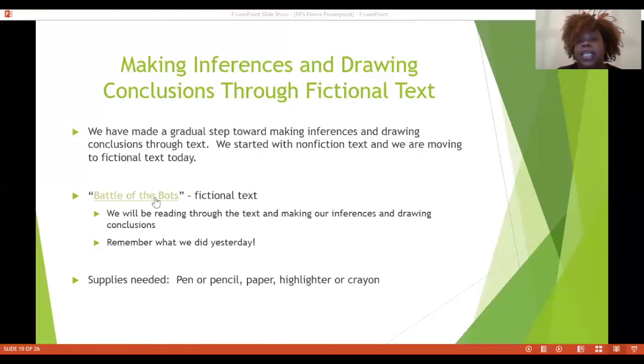Battle of the Bots was the state's biggest robot competition and was starting in 2 days. The team had finished just in time. All right, so now we know what Battle of the Bots is. It's a competition. We're going to keep reading.